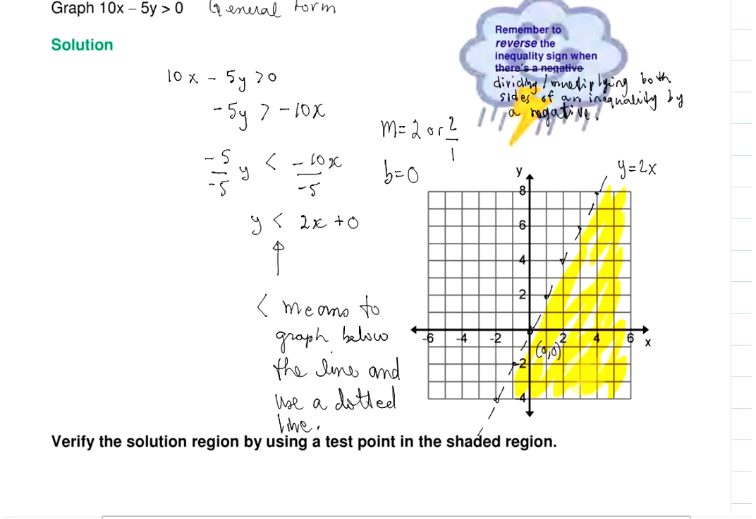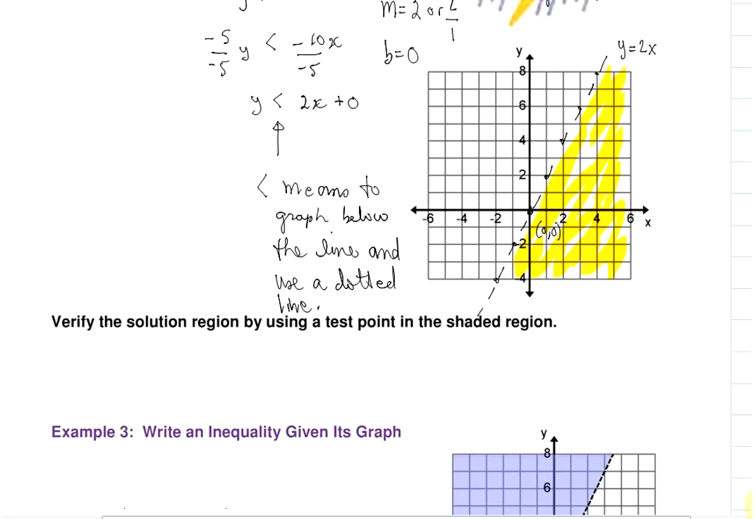Now we want to test to see if that is for sure what our region is. And so we want to pick a test point in our shaded region. Now I'm going to pick one, like I said before, that's kind of easy to use, right? So I probably want to pick one that has 0 in it. So I'm going to pick this point right here. It's in our shaded region, and it's at 0 and negative 2. This is my test point.